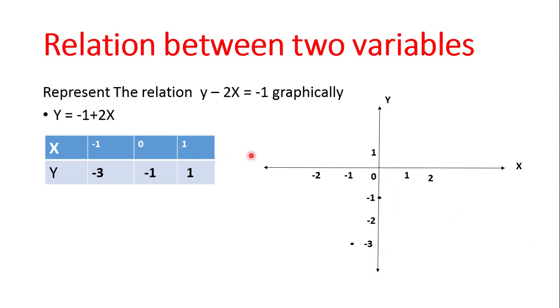The last one is 1 and 1. This is 1 from x, then go up until 1 at y. The last step is to join the 3 points together. It will be a straight line. So in this exercise, we assume values of x, then substitute in the relation. After we put y on the left-hand side alone, we get 3 points. We put the 3 points on these coordinates, and we get a straight line.